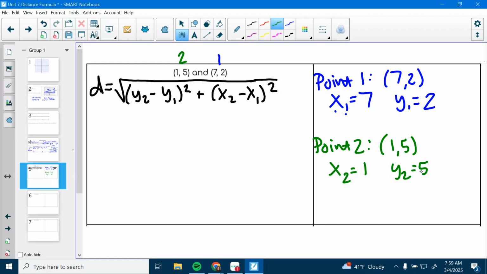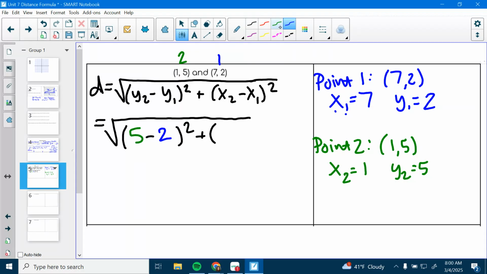y2 is equal to 5. That's the y value of point 2, the x value of point 2. So now I'm going to write my distance formula, but instead of using x1 and y1, I'm going to actually plug in those values. Okay, so I'm going to plug in a 5 where I see y2. I'm going to plug in 2 where I see y1, because 2 is the y1 value.